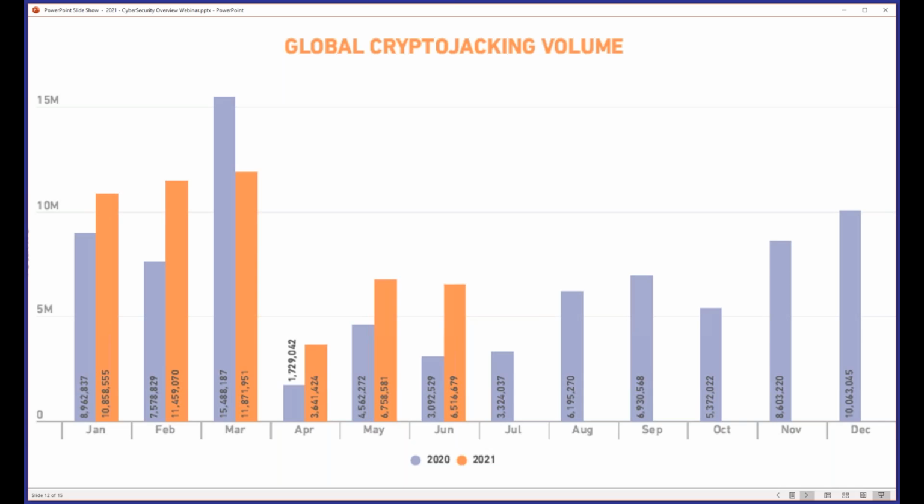Now, this is, again, the most recent information I can find for you on the statistical cryptojacking volume of what's going on out there. And you can see that March of last year was a huge year for cryptojacking. And March of this year was also one of the biggest months of cryptojacking attacks. And then it fell down quite substantially in April. So this is a cyclical thing to some degree, it seems to be.